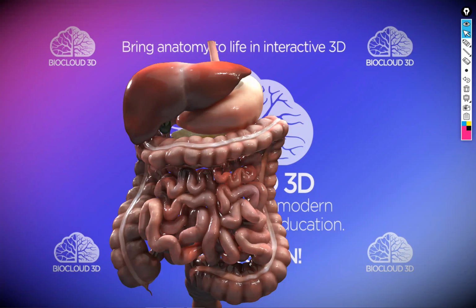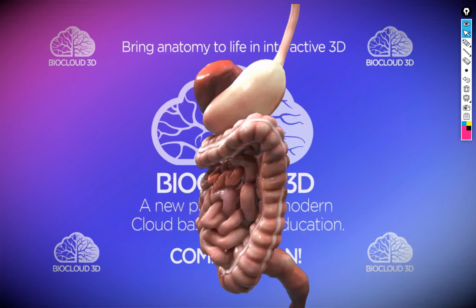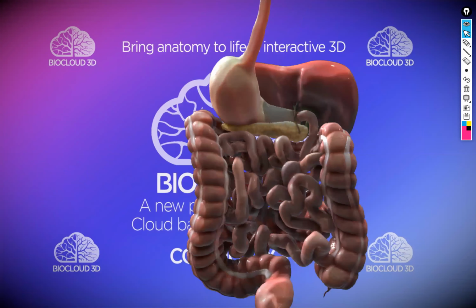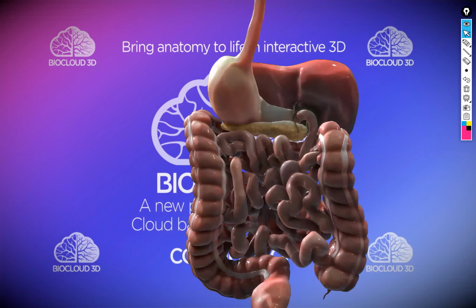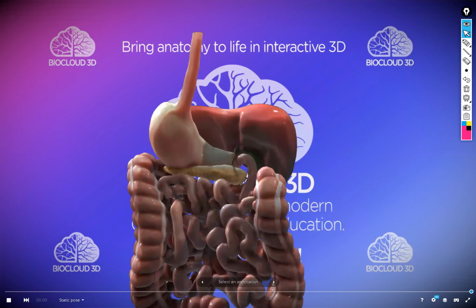So I'm going to go ahead and spin this around and we're going to kind of work our way from top to bottom. So this is what it looks like from the back. Oops, I want it to be down some more. There we go.